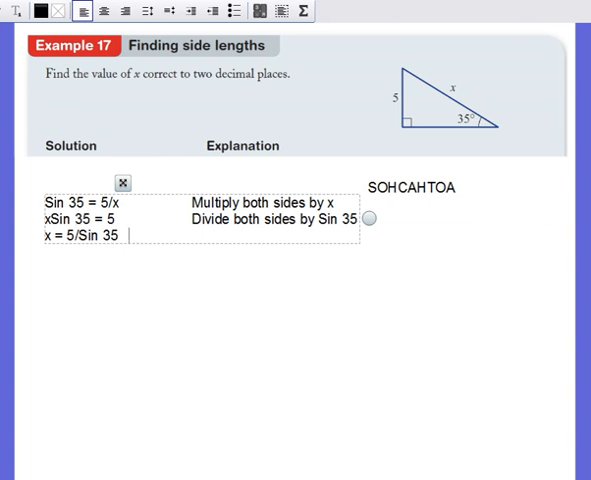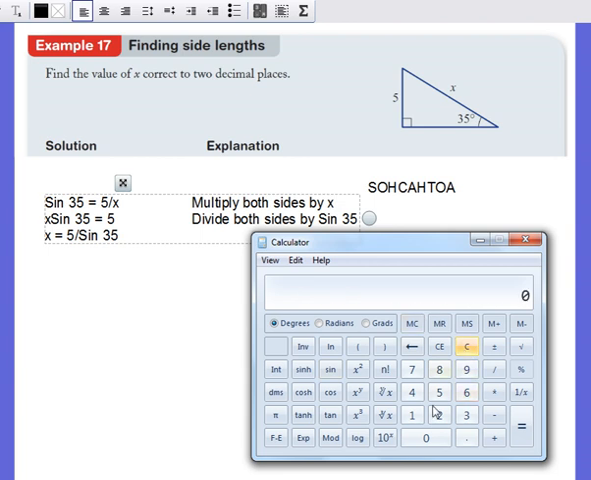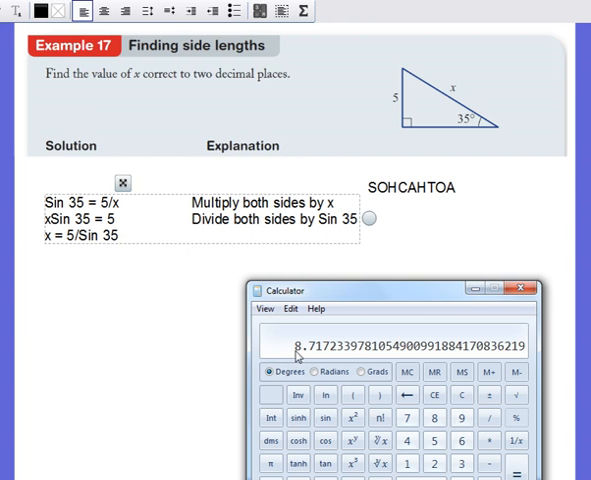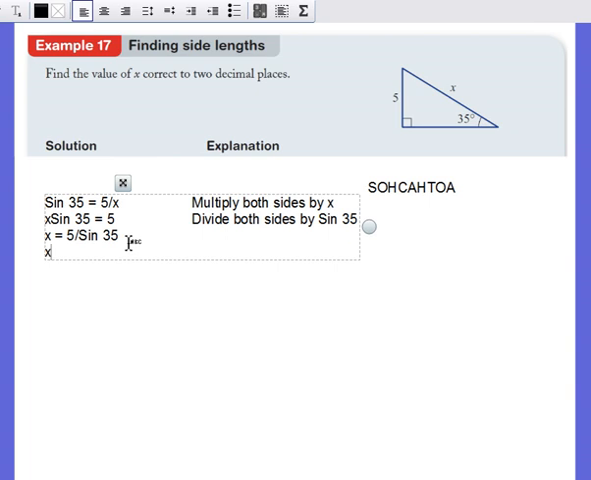And up with the calculator. 5 divided by sine 35 is equal to 8.717233, and so on. Let's round it to 2 decimal places and it'll just be 8.72. So x is equal to 8.72. Okay, go and do the questions in the book.